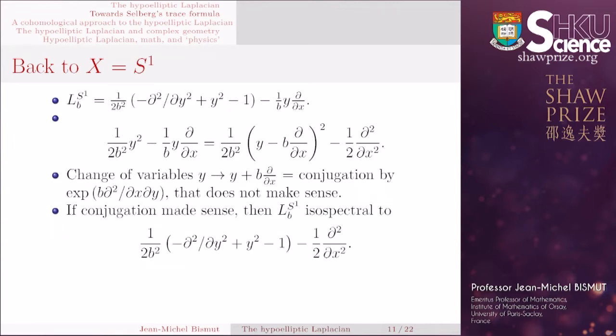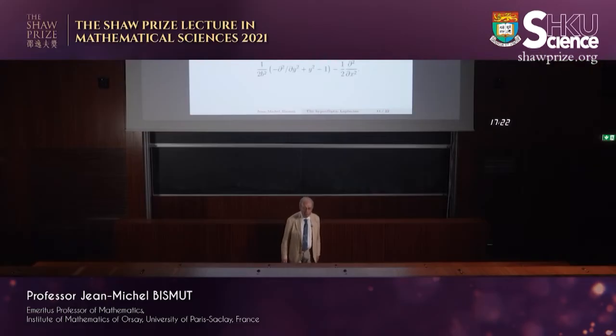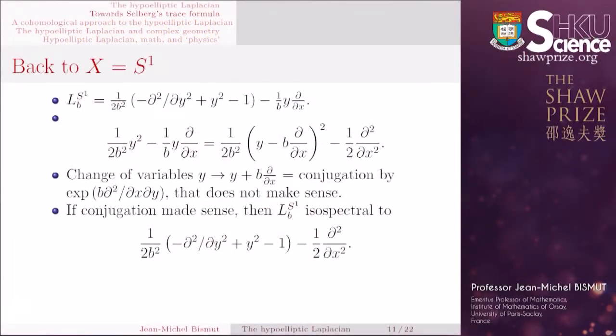However, if we pretended that it makes sense, what we would find is that because two conjugate operators have the same spectrum, our operator LBS1 would be isospectral to a new operator, which is written there, in which the two variables x and y have now decoupled completely, and the new operator is itself elliptic. What this means is that in the two variables, you now have a Laplacian.